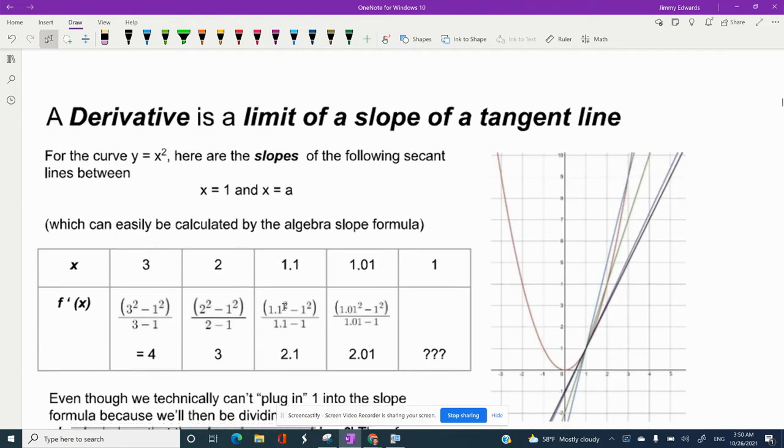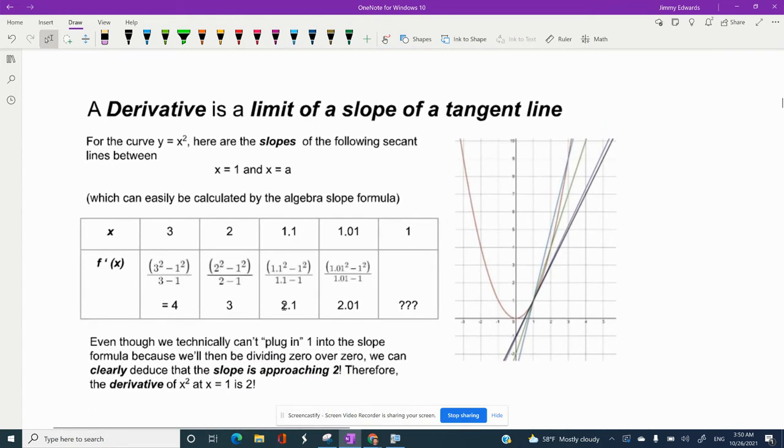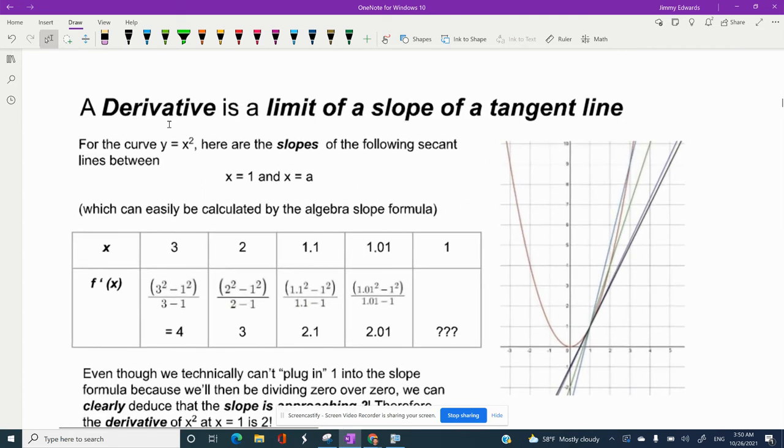All right. A derivative. We talked about this last class. A derivative is a function for the slope of another function. With limits, a derivative is a limit of a slope of a tangent line. For the curve y equals x squared, here are the slopes of some secant lines, which we've been doing for the last couple classes, the average rate of change of a function.